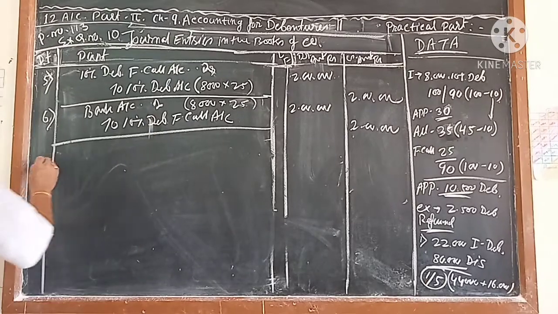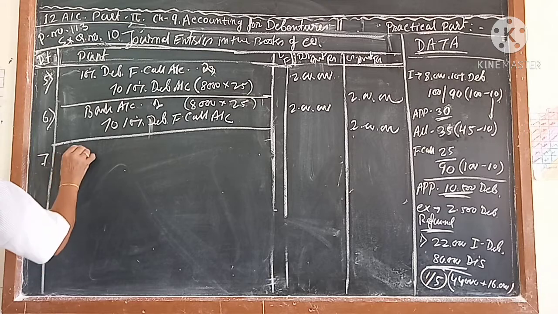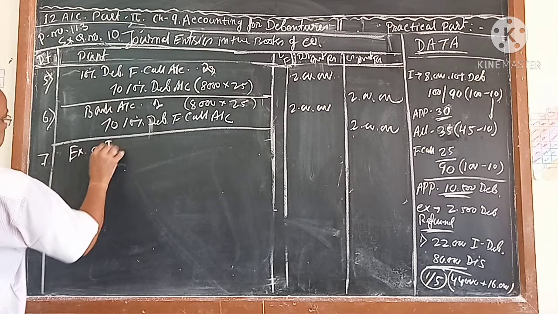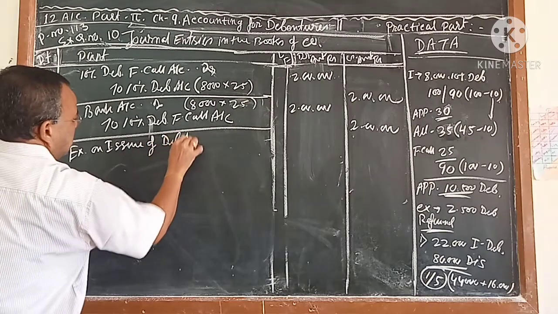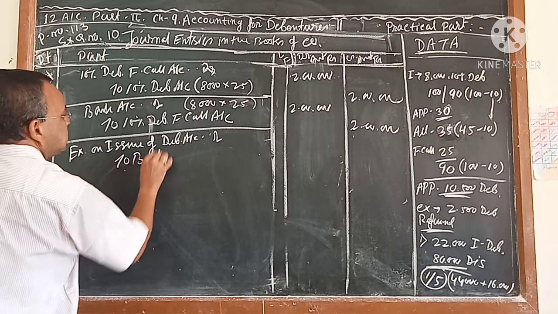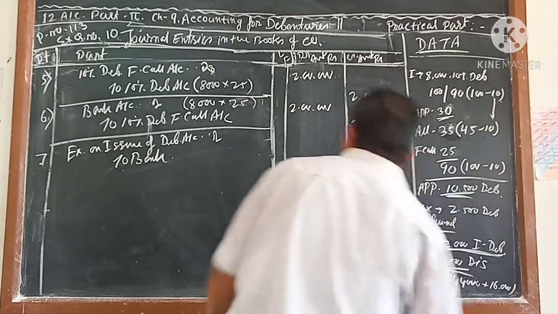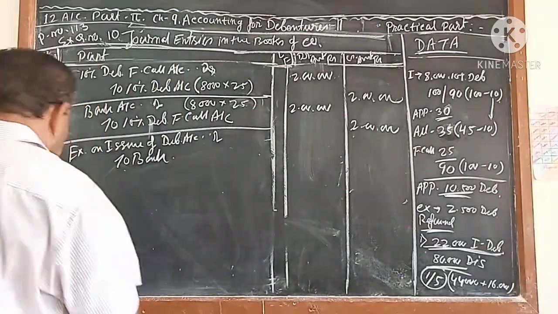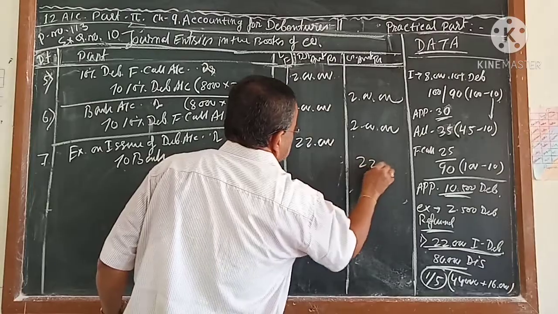That is the 7th journal. Expense on issue of debenture account debit to bank. This information is given that 22,000 the company paid as expense at the time of debenture issue. That journal you have not passed, you have to pass this journal.